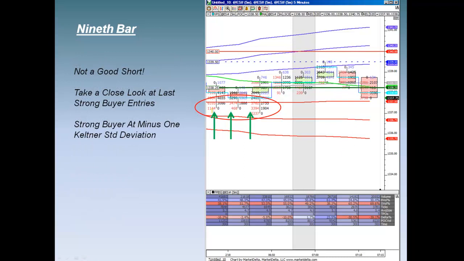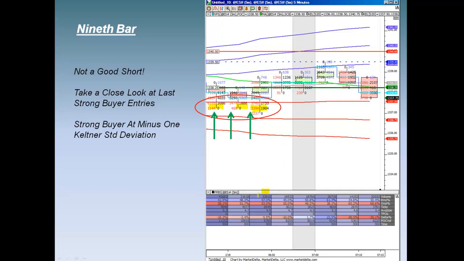Wow. I have a very determined buyer at this level. When prices dropped below this 1 standard deviation of the Keltner, they picked it up once, they picked it up twice, they picked it up 3 times. Not only that, this time when they did it, this was probably the most forceful volume increase that I have seen in the past half hour.